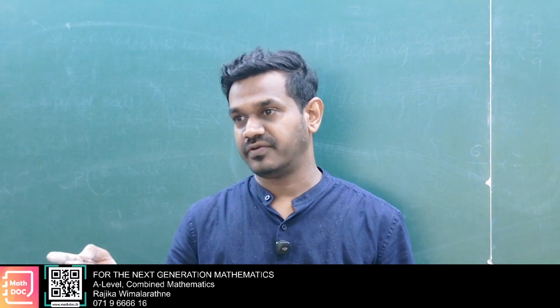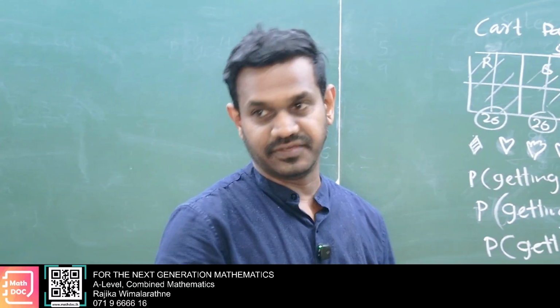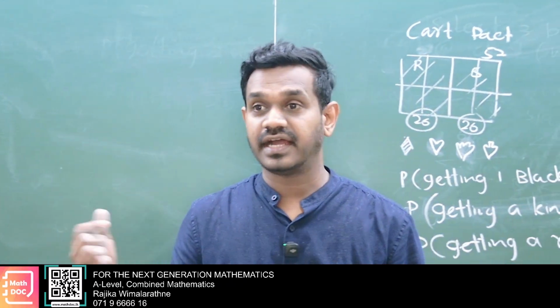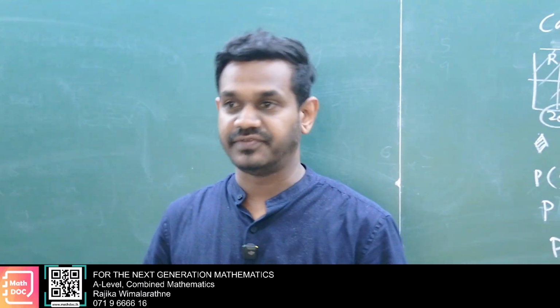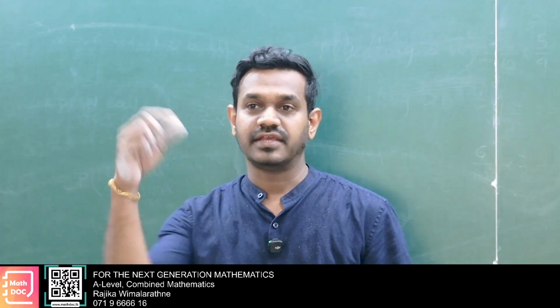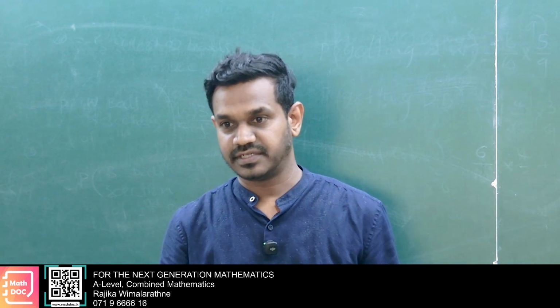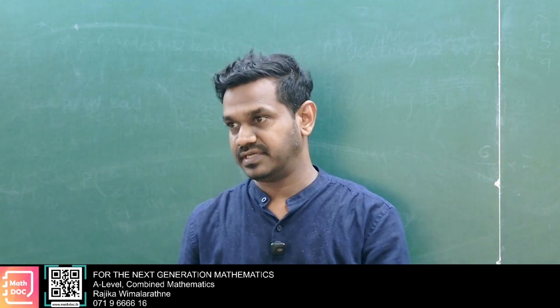Unbiased coin, half. So if it is biased, we can't get the classical definition. We have to think of another definition. If it is equally likely, then the classical definition is possible. Otherwise, it is not possible.